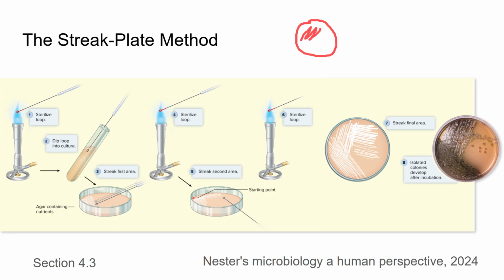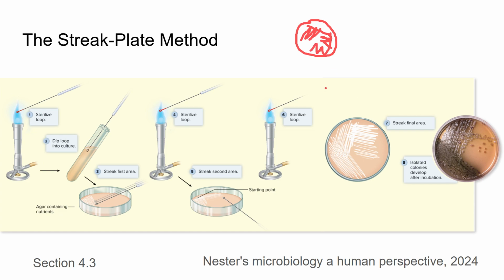So you're going to take that loop and streak through the first one, but you're going to go past. So it'll look kind of like this. And what that should do is drag some of the bacteria from that first one, but it won't have nearly as much. Then you'll get a new loop if you're using a plastic pre-sterilized one, or you'll flame the inoculating loop again, and then you'll streak through it one more time.